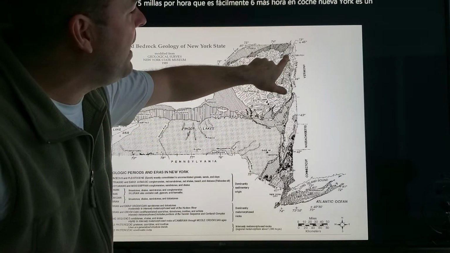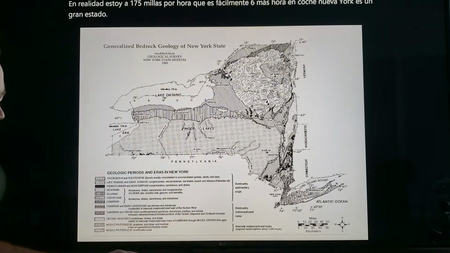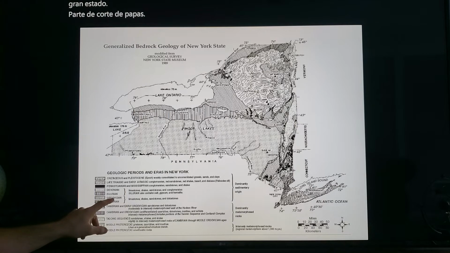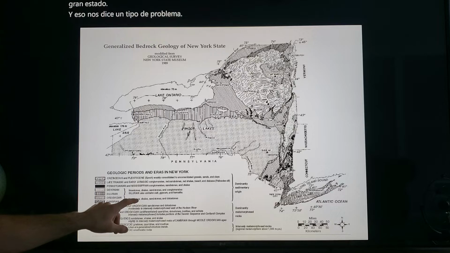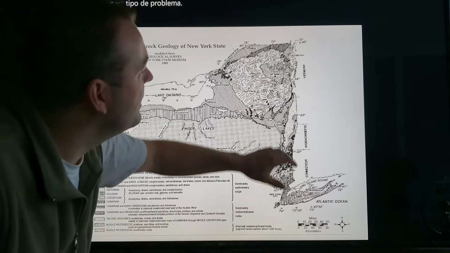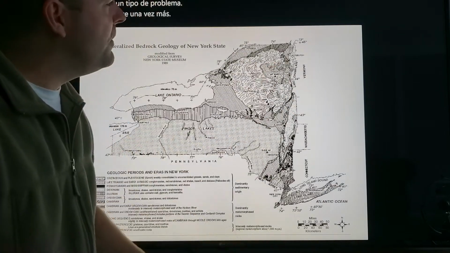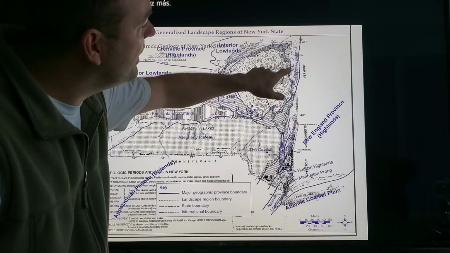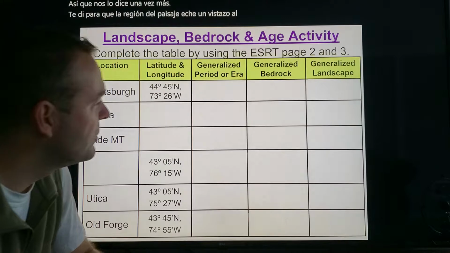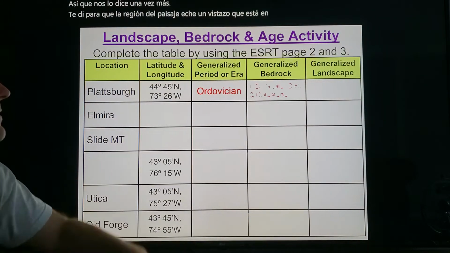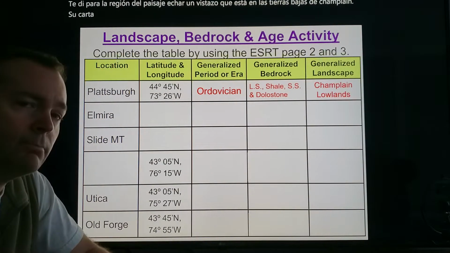It's in the slash part, and that tells us Ordovician. It also tells us sedimentary once again. The coordinates I gave you, and for the landscape region, take a look. It's in the Champlain lowlands. So when you fill in your chart, hopefully it looked something like this.